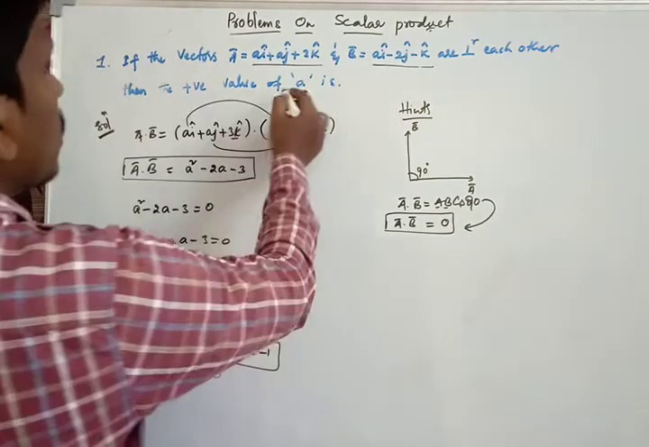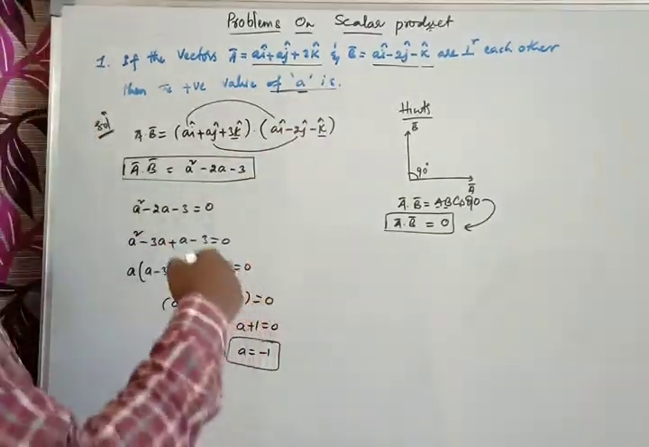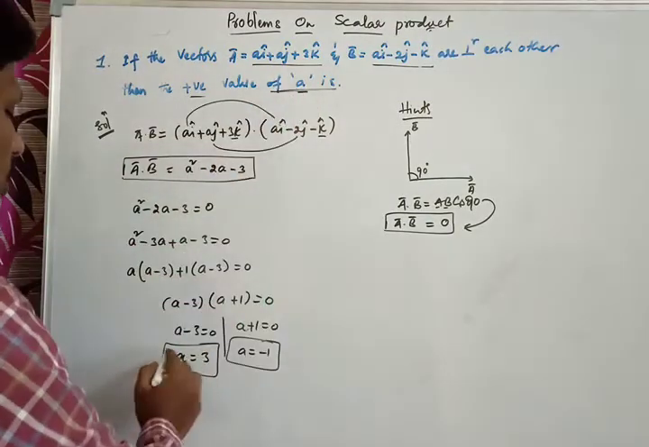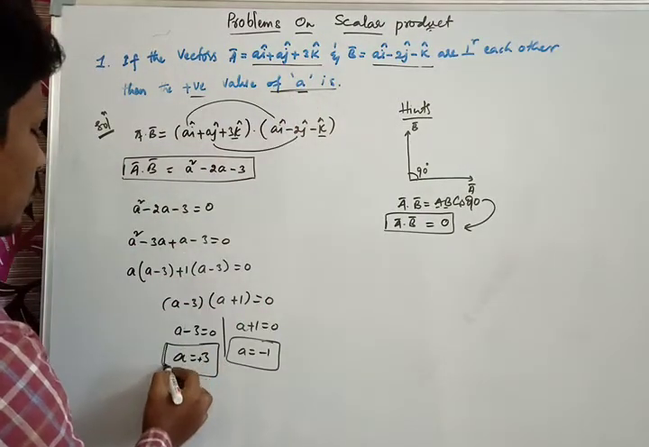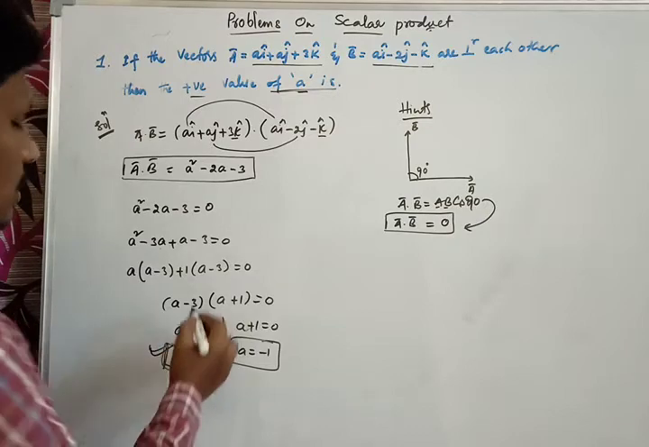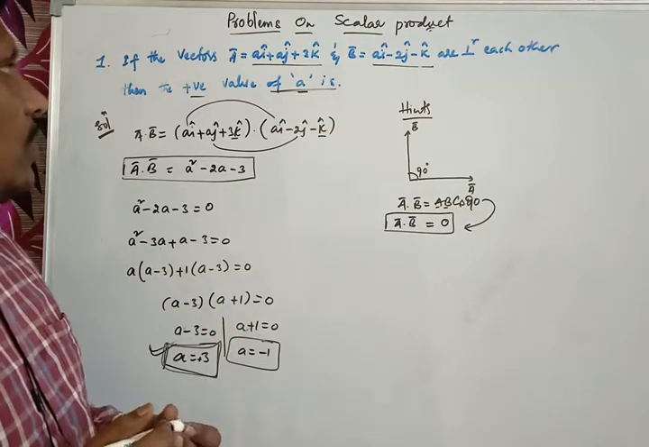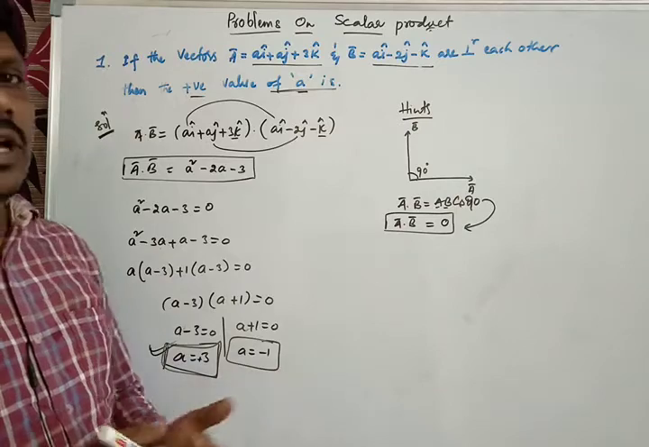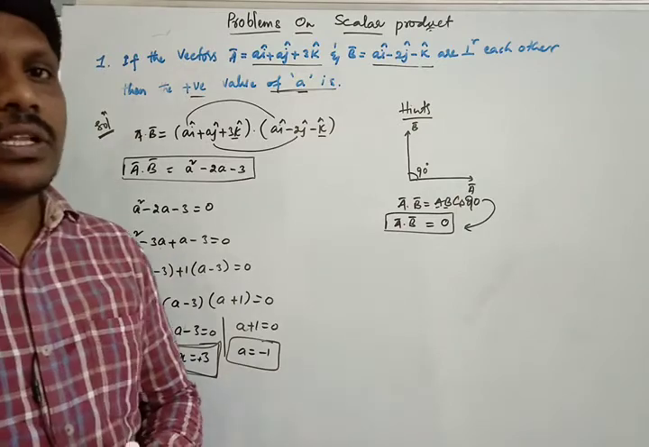So here in the question they asked for the positive value of a. Which is the positive value? 3 is the answer, the positive value, because minus 1 is the negative value. So this is the answer for the first question.